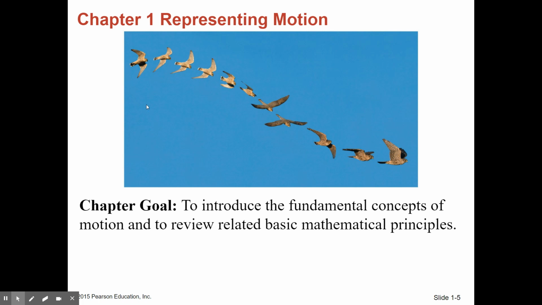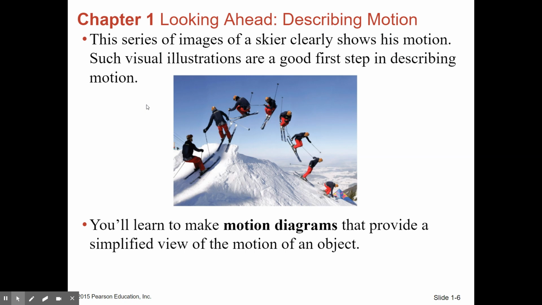And looking at motion here, we have a skier that jumps in the air, and this series of images of a skier clearly shows his motion. Such visual illustrations are a good first step in describing his motion. So if I were to ask you to look at this and describe what's happening, here he is traveling pretty fast, then takes off from the snowbank, moves his body in the air, and then lands.